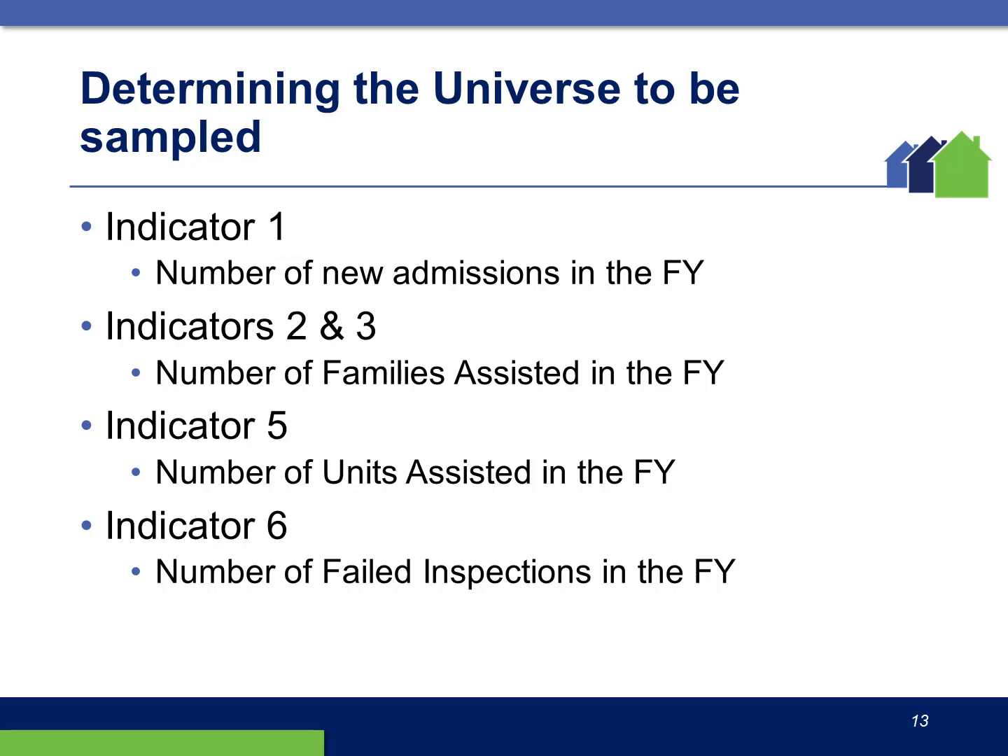Indicator 1's universe is determined by the number of new admissions in the fiscal year. The universe for indicators 2 and 3 is determined by the number of families assisted in the fiscal year. Indicator 5's universe is determined by the number of units assisted in the fiscal year. And the universe for indicator 6 is determined by the number of failed inspections in the fiscal year.